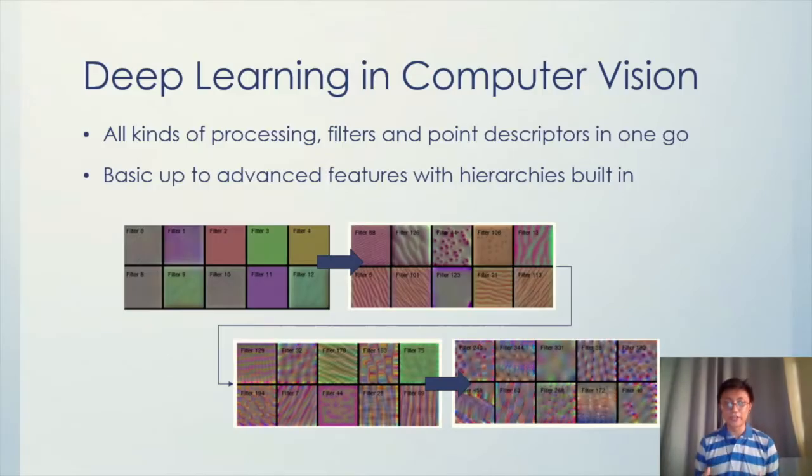Now, come deep learning in computer vision, you can imagine that the deep learning network already does all kinds of pre-processing steps that we've seen in traditional feature engineering. They will discover these filters and point descriptors all in one go. So that means all your basic filters, all the way up to your advanced filters, and combinations of the basic and advanced filters with hierarchies already built in.